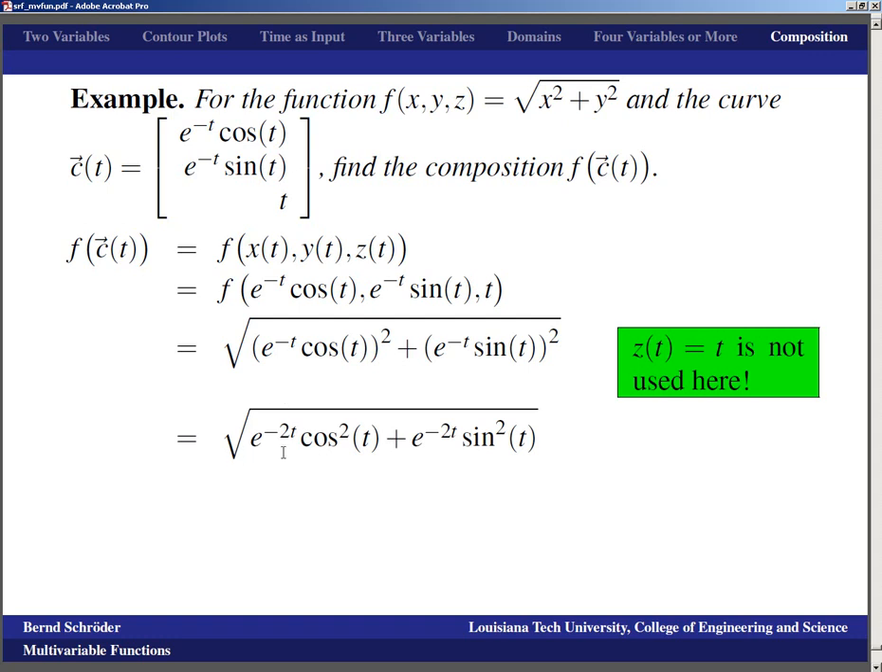We realize this is the square root of e to the negative 2t cosine squared t, because e to the negative t squared is e to the negative 2t. And same thing here, e to the negative t quantity squared is e to the negative 2t times sine of t squared, which is sine squared of t. Then we can do some more algebra, because if we factor out the e to the negative 2t, we have cosine squared t plus sine squared t, which is 1. So this is just the square root of e to the negative 2t, and we can take that square root, so that's e to the negative t, and that's it.